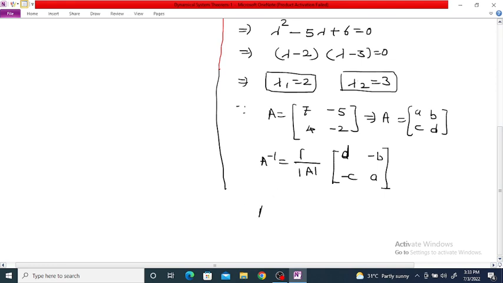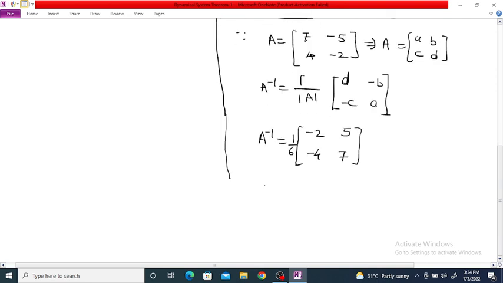So here the A inverse is equal to [-2, 5; -4, 7] after interchanging the diagonal entries and the signs of the others, divided by determinant of A, which is 6. So 1 by 6 times this matrix. It is equal to A inverse equal to [-2/6, 5/6; -4/6, 7/6].